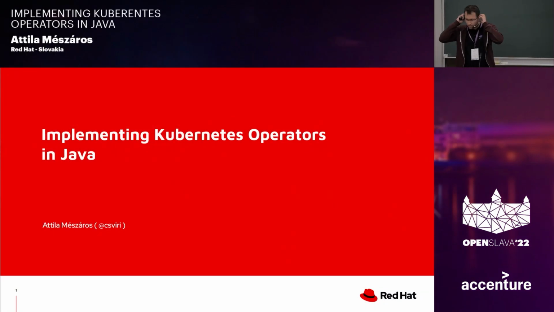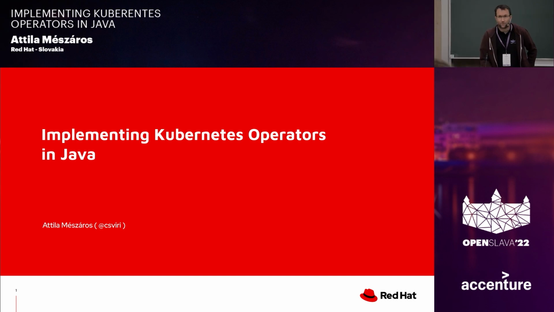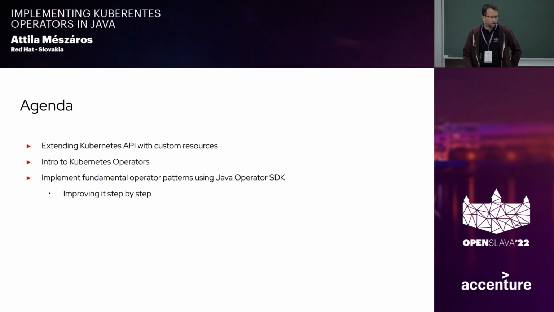I'm Attila Mészáros, Principal Software Engineer at Red Hat. I'm creator and maintainer of Java Operator SDK, and I'm going to talk about how to implement operators for Kubernetes in Java. First, to understand what a Kubernetes operator is, we have to describe what custom resources are and how to extend the Kubernetes API with custom resources.